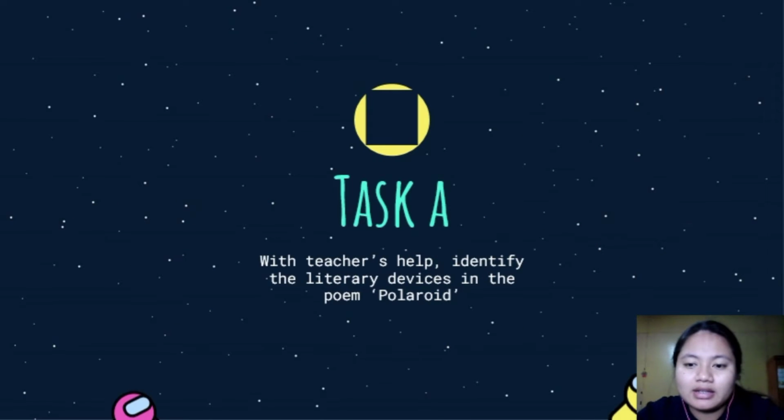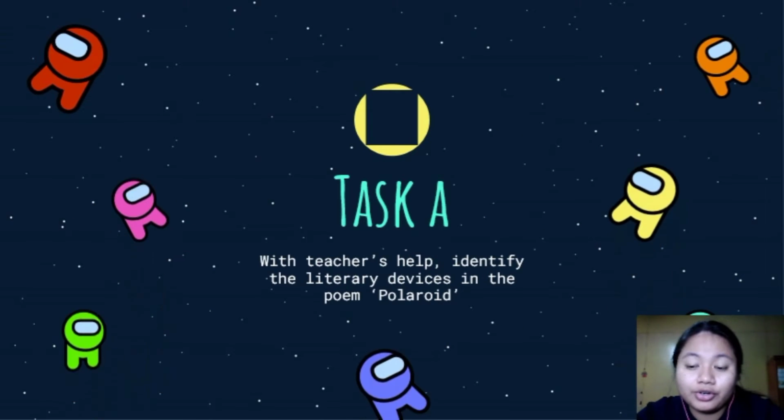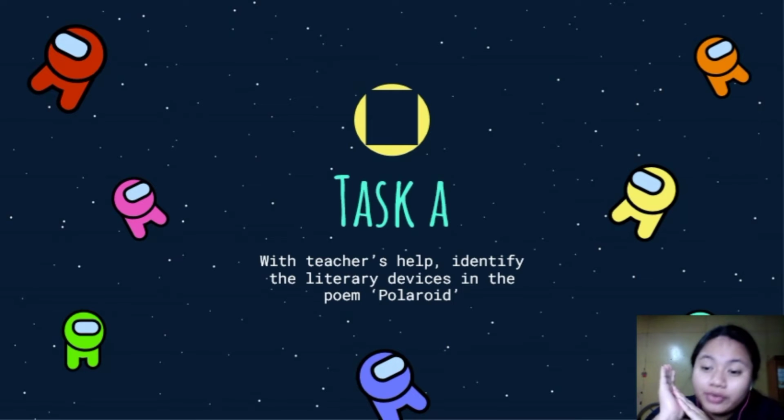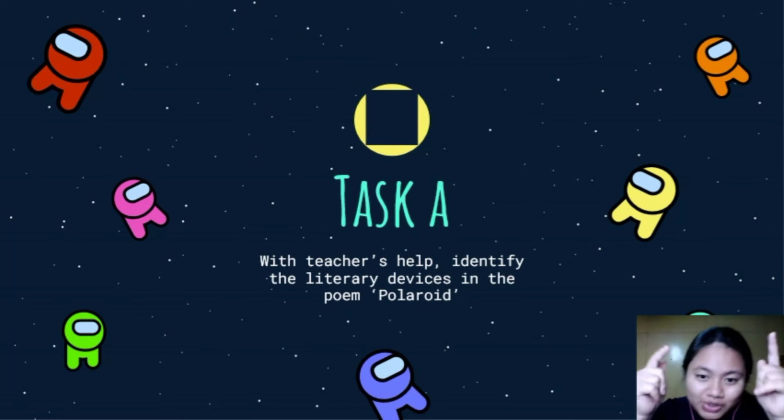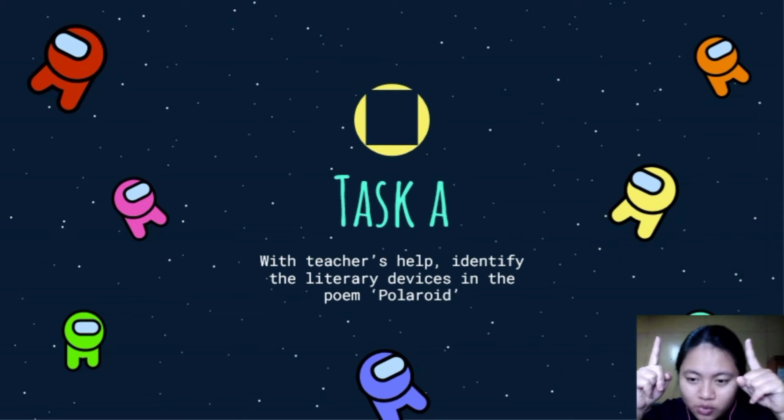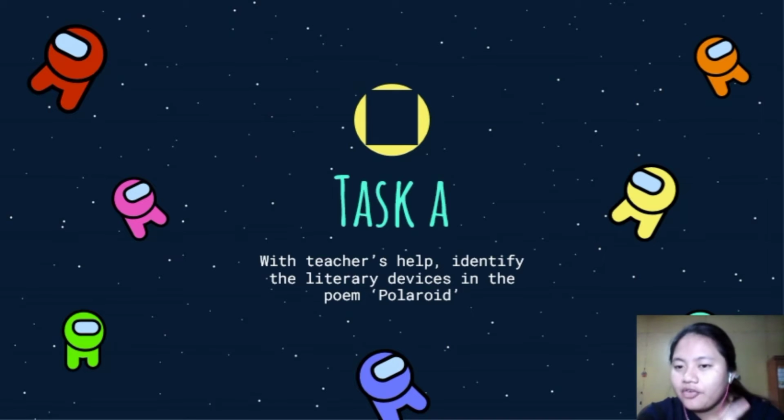Okay, I think that is it for the literary devices. Now, moving on to the real deal. Now that I've taught you the literary devices, I've equipped you with the weapon that you can use in our first task, which is task A. For task A, with teacher's help, my help, identify the literary devices in the poem Polaroid.